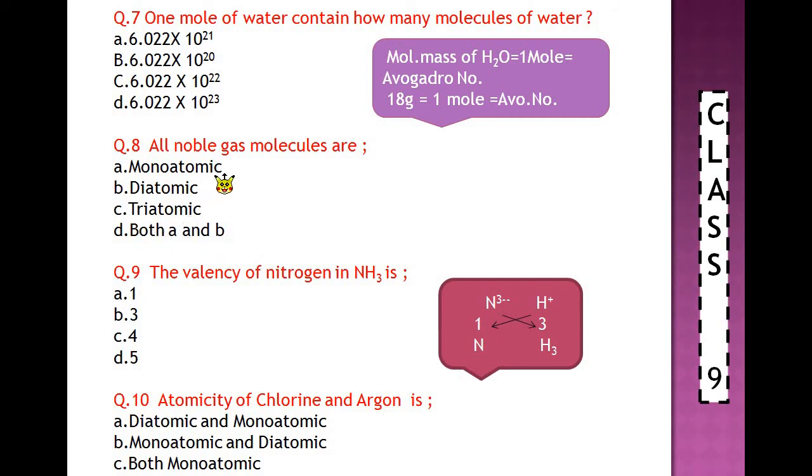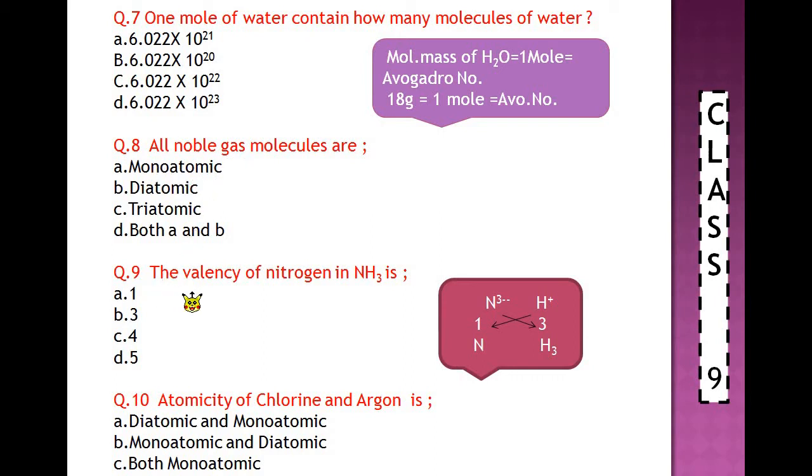Now you know that noble gases are the inert gases. They are non-reactive. They don't participate in any chemical reaction because their octet is complete. That's why they always show valency 0. And because of that, their atom is monoatomic. So the answer A will be correct. Monoatomic. Noble gases are monoatomic in nature.